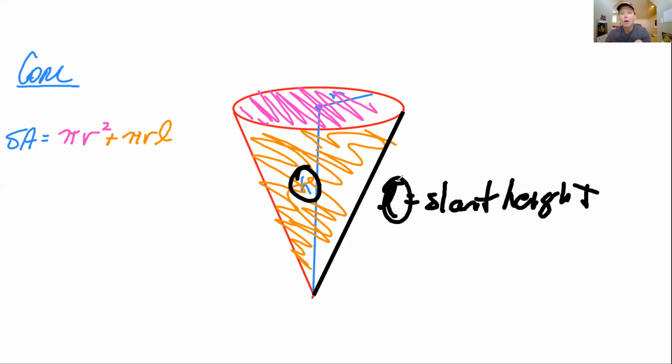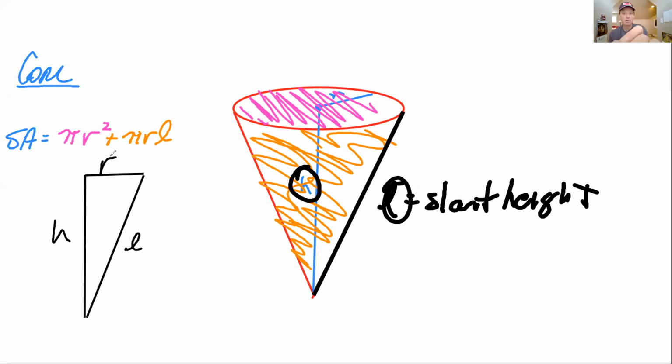How do I find that? Well, it's just another triangle. I have height, I have radius, and I have slant height. So H, L, R.